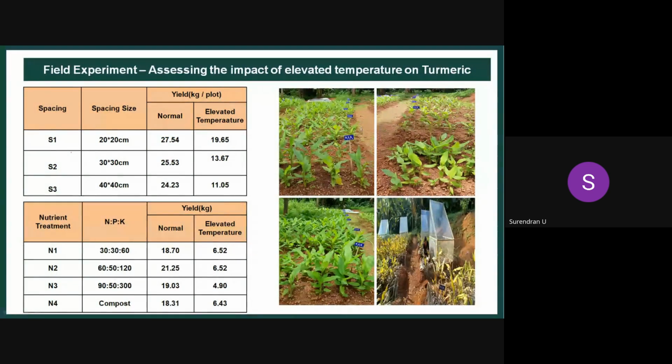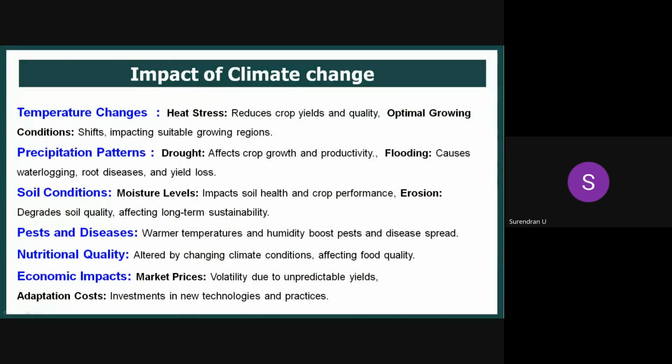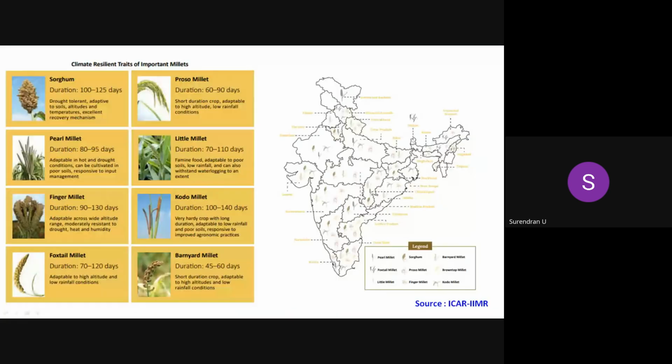This we have confirmed with a few field experiments at different locations also. Under elevated temperature, what will happen? Under precipitation changes, what will happen? Flooding, what will happen? Like that, a few studies we have done and confirmed that. These are all small field experiments, but for validating the model, we have used such kind of things.